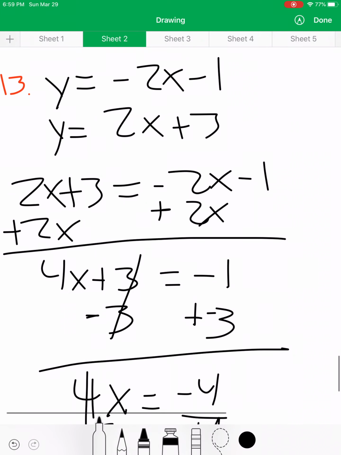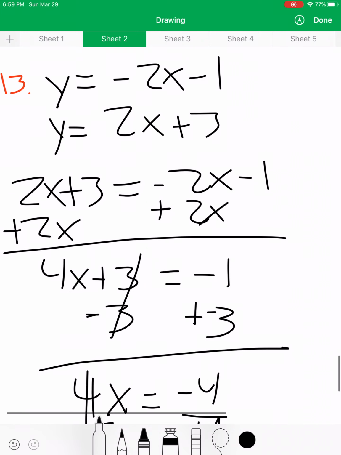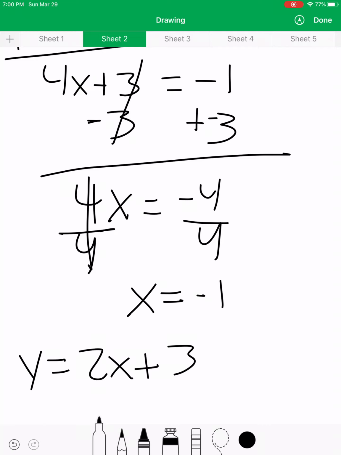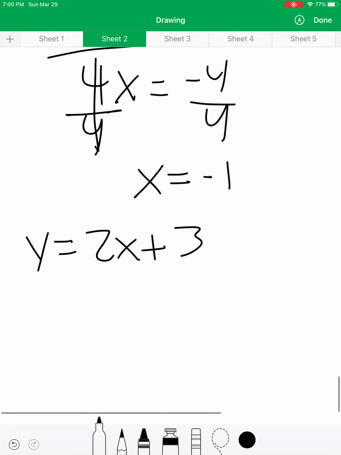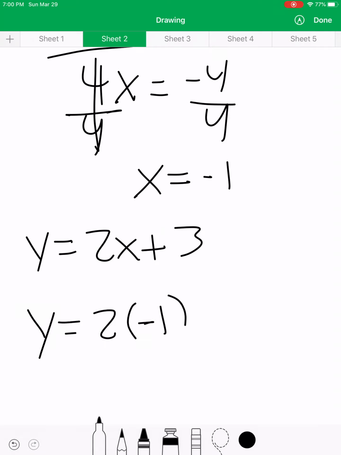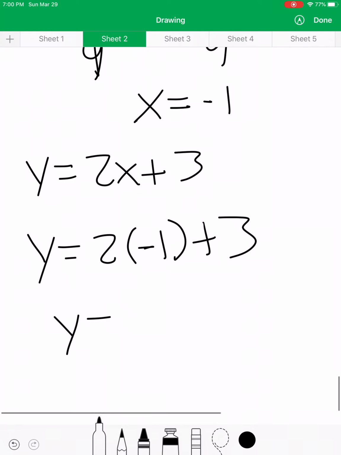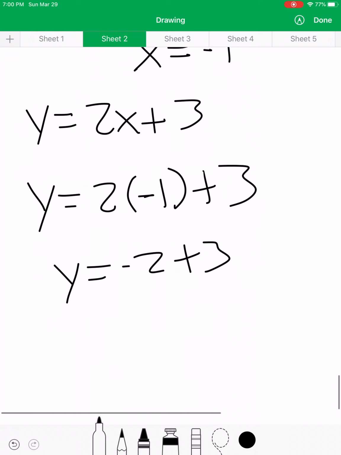So now we substitute negative 1 into either equation. Let's choose the second equation. Y equals 2x plus 3. Simply so we don't have to deal with that negative. Y equals 2x plus 3. Substitute negative 1 in. So y equals 2 times negative 1 plus 3. 2 times negative 1, y equals negative 2 plus 3. Signs are different. When signs are different, you subtract. Take the sign of the larger integer. Y equals positive 1.